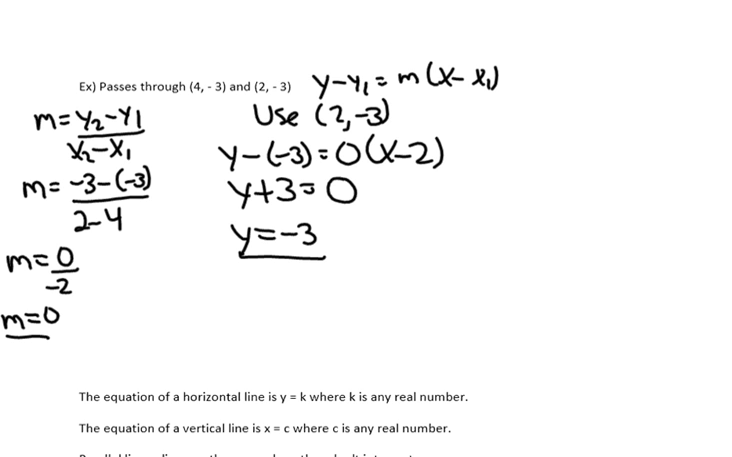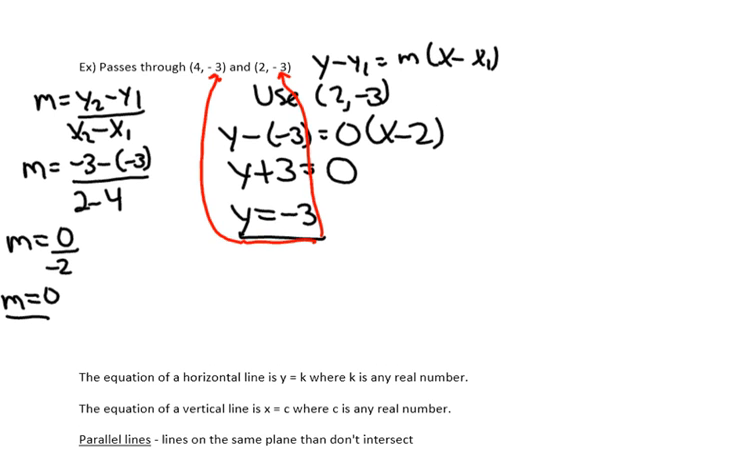So notice, y equal to negative 3, notice the y coordinates, both negative 3. So if you can identify that, you should be able to write the equation of this line very, very quickly. And a similar idea works if both the x coordinates are exactly the same. You can write it as x equal to that number. Okay, so to summarize then, the equation of a horizontal line is y equal to k, where k is any real number. And the equation of a vertical line is x equal to c, where c is any real number.